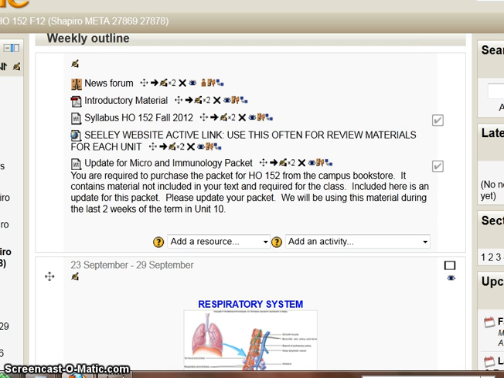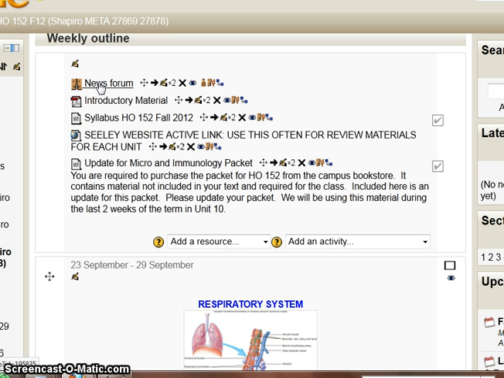Notice this is for both sections, 27869 and 27878, and they are listed together as a meta course on your Moodle page. The Moodle page looks like this. I try to keep it consistent from unit to unit.